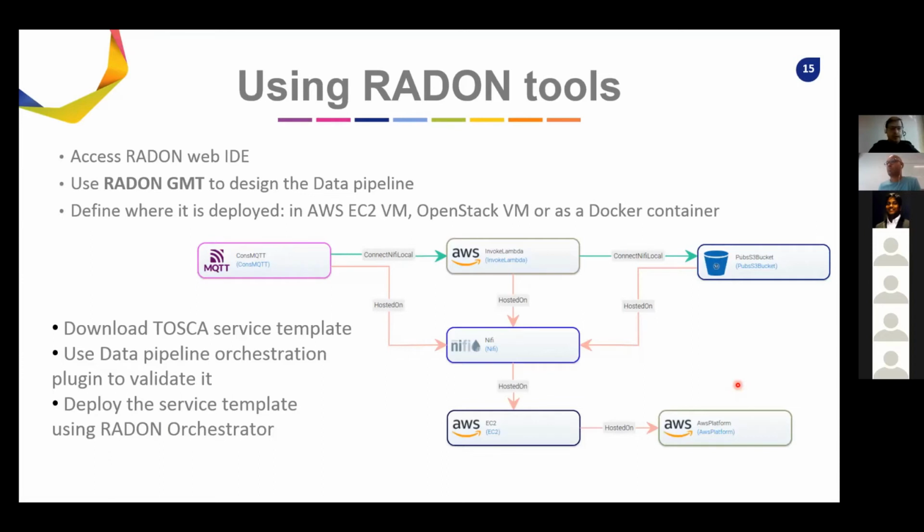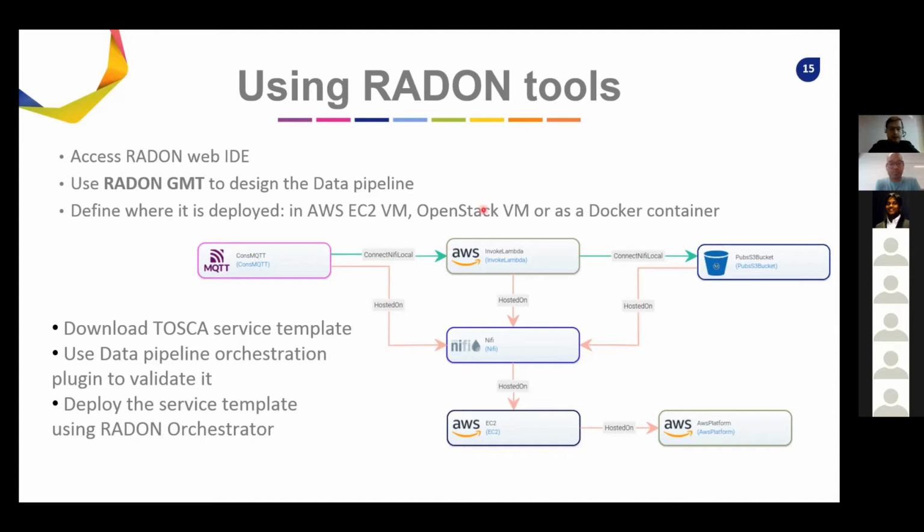The user first accesses the RADON Web IDE, then opens the RADON graphical modeling tool to design the data pipeline. Here on the right side, we have an illustration of what this data pipeline looks like in the graphical user interface. The user also defines where the pipelines are to be deployed. In this case, it's an EC2 instance in Amazon Cloud Platform. So this infrastructure part is also modeled by the user.